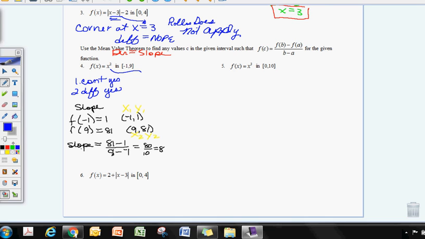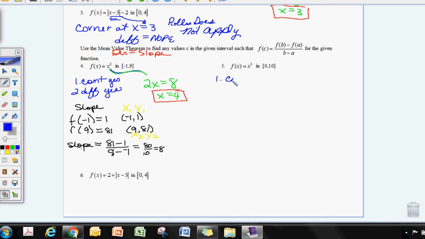Okay, so finally, I have derivative. I want it green. My derivative is 2x, and I'm going to set it equal to 8. X equals 4. Last thing that I need to do, I check, does 4 fall in my interval? Yes, it does. Final answer. Okay, next one of these.